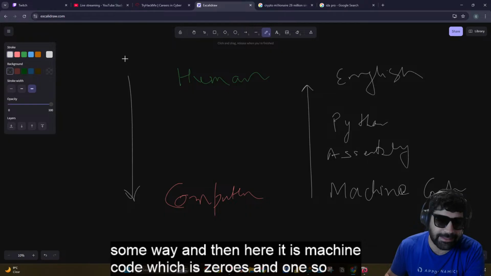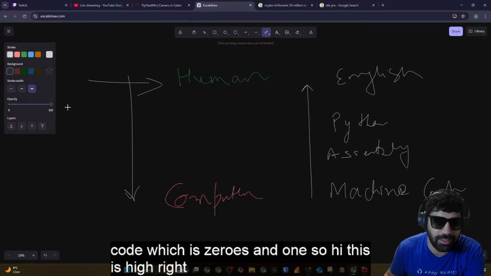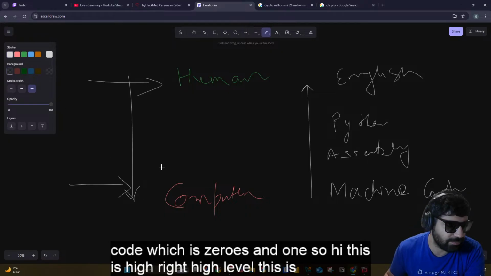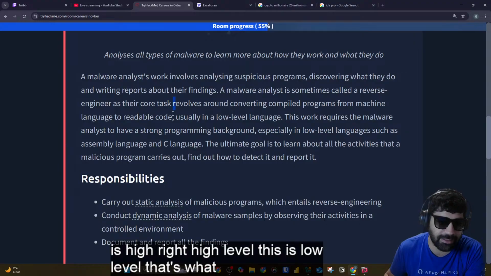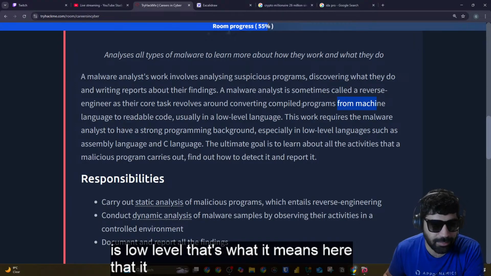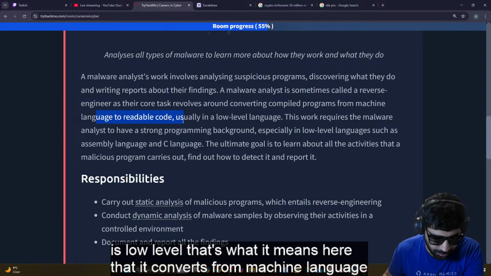So this is high level, this is low level. That's what it means here, that it converts from machine language to readable code.